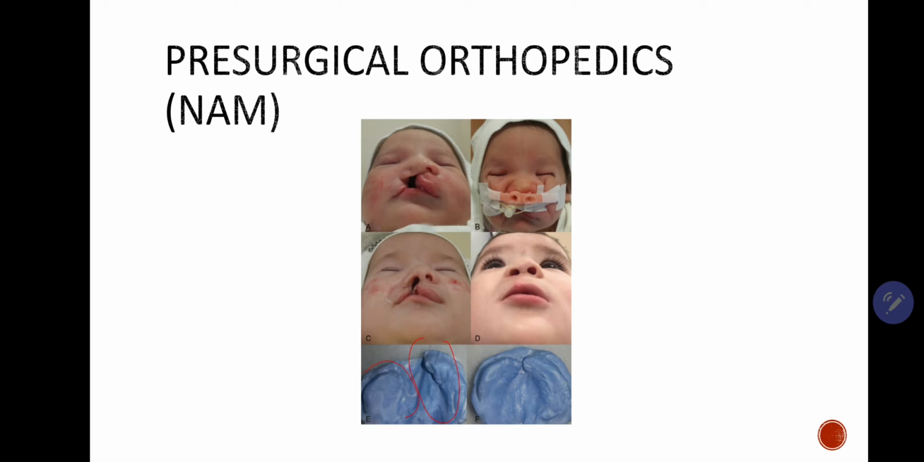In the later stages, this facilitates the pre-surgical procedures, that is, surgeries involving the closure of the lip as well as surgeries involving the closure of the palate. Because the cleft is brought down to a minimum, the space is brought down to a minimum, it would be easy for the surgeon to do the lip surgeries as well as the palatal surgery.